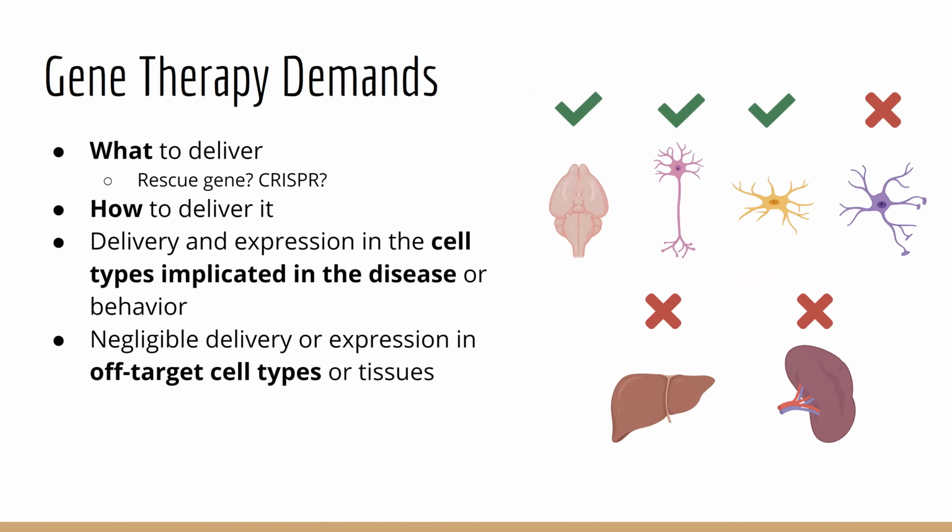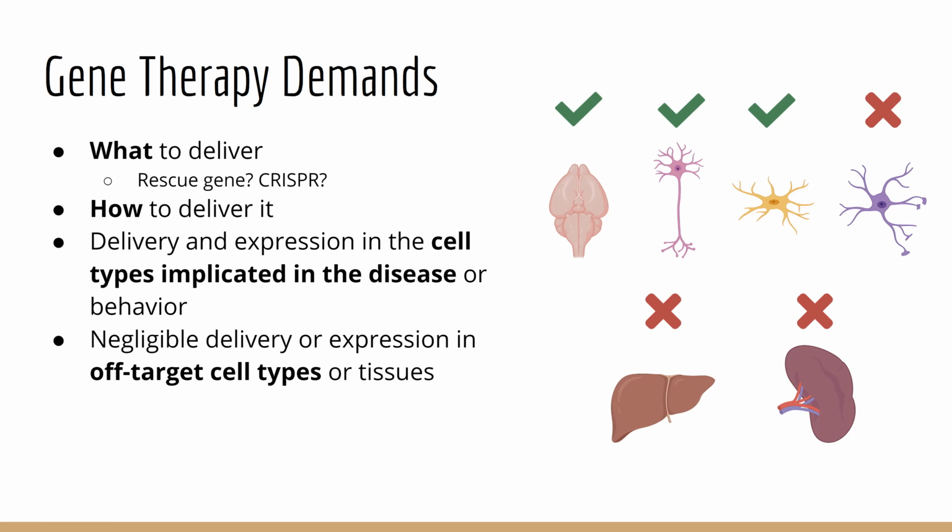So I like to think about this from the perspective of a gene therapy researcher, either for clinical applications or for research applications like behavior research. How might you think about the viral vectors that are out there? From your research perspective, you think about what you want to deliver. Are you rescuing a gene? Are you editing the gene with CRISPR? But once you figured that out, which is probably the bulk of your research area, you need to figure out how to deliver it to where you want it to go.